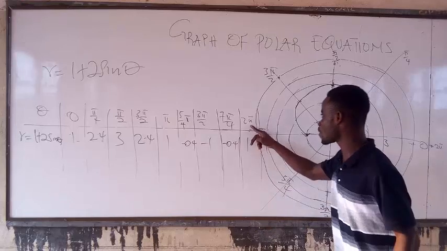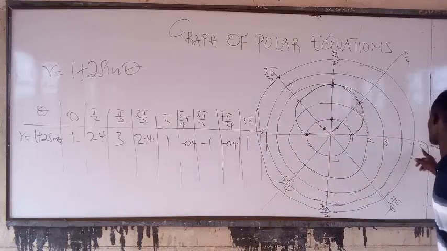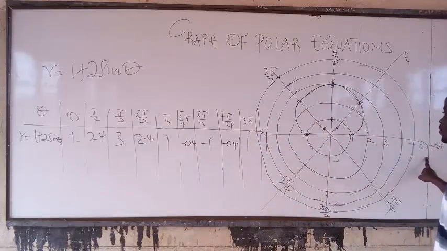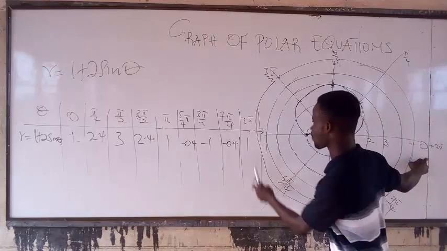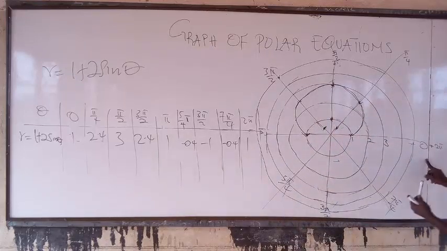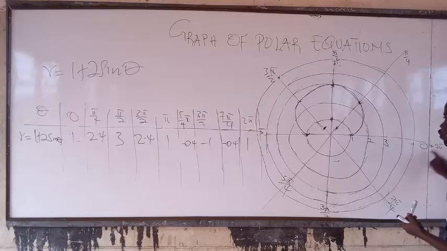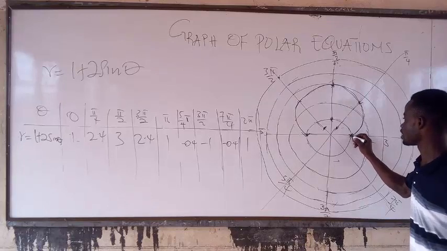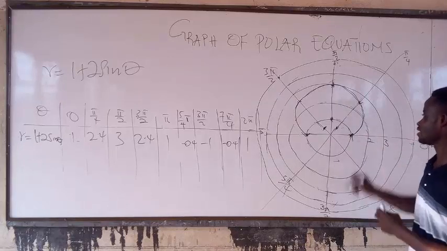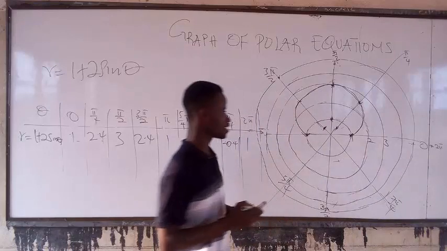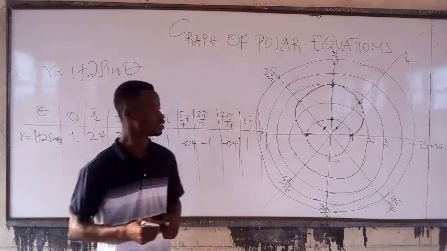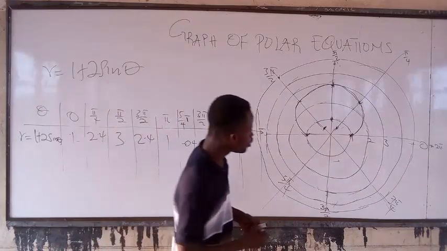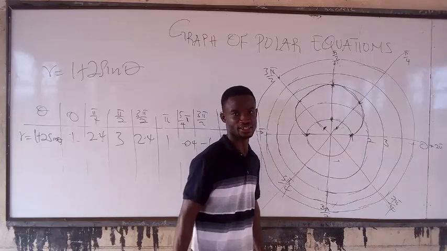Let's continue. Last one, 2 pi. And 2 pi is the same as the 0. So 2 pi is what? 1. Alright. So 2 pi is 1, right? Okay. So 2 pi is 1. And 1 is what we have here. So it will end here. Alright. So let's see what we are going to get. And trust me, you will have it. So we are going to get something like this.